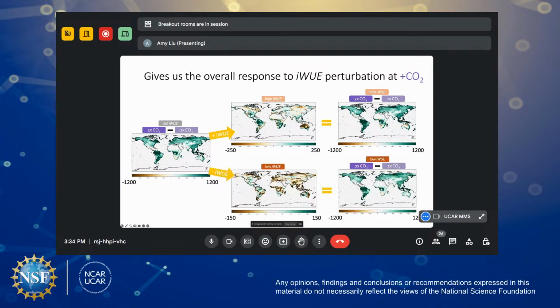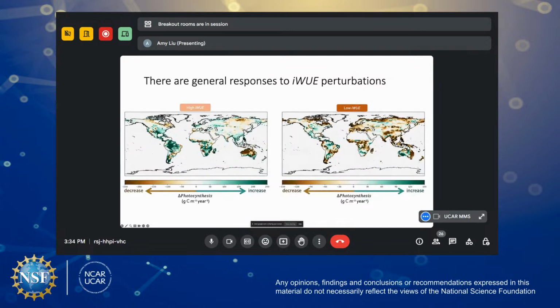So we're going to do the same for the low intrinsic water use efficiency perturbation. And we're going to pull up these two plots in the middle column next to each other in the next slide, for easier viewing.